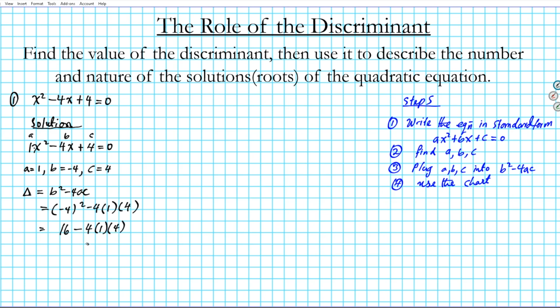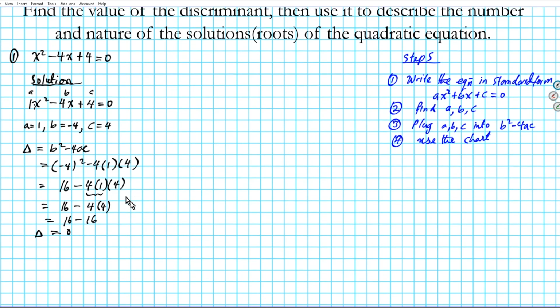We have minus and 2 products, so we're going to multiply left to right first before we subtract. So bring down 16, multiply these two. 4 times 1 is 4, times 4. Okay, and then multiply again before you subtract. 4 times 4 is 16. 16 minus 16 is 0. So your discriminant is 0 for question number 1.